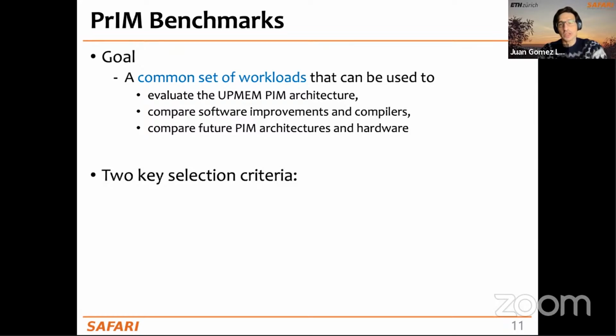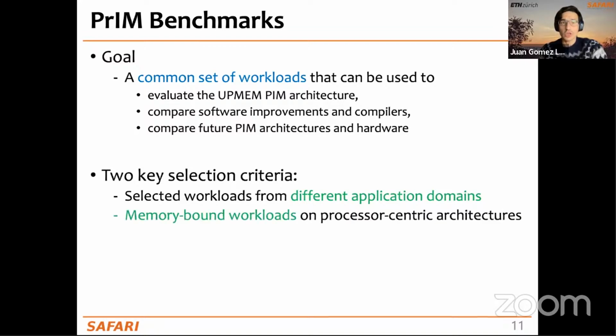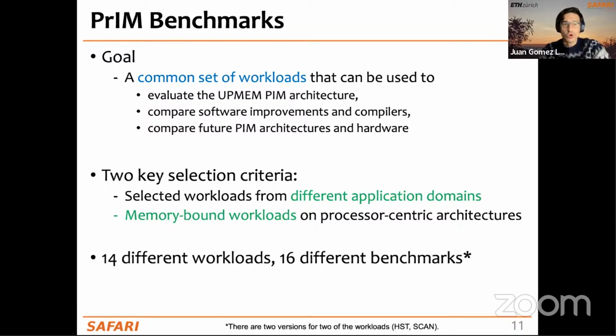There are two key selection criteria when we decided which benchmarks we want to implement on this architecture. The first one is to use workloads that belong to different application domains, as we will see in the next slide, and also workloads that are potentially suitable for processing in memory. And those workloads that are potentially suitable for processing in memory, as we already know from previous lectures, are workloads that are clearly memory bound on processor-centric architectures like CPUs or GPUs.